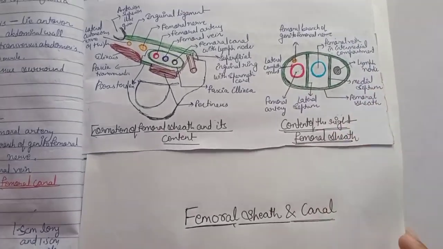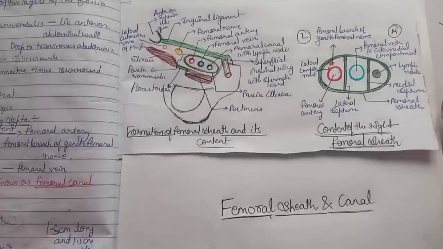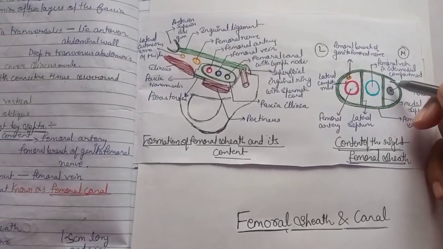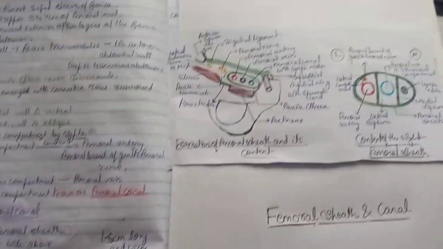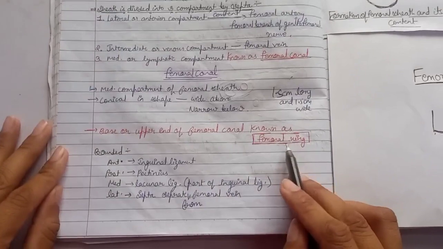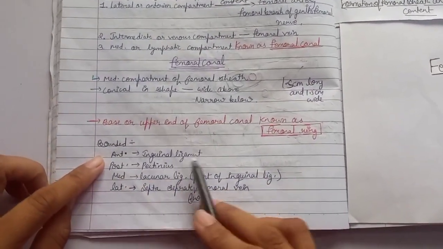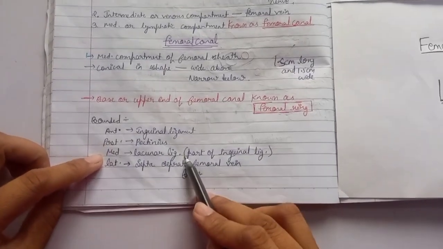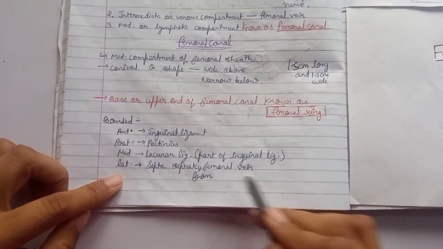Femoral canal. Now we read the femoral canal. The femoral canal is the medial compartment of the femoral sheath. Conical in shape, wide above and narrow below. The base or upper end of the femoral canal is known as the femoral ring. It is bounded anteriorly by the inguinal ligament, posteriorly by the pectineus muscle, medially by the lacunar ligament, part of the inguinal ligament, and laterally by the septum separating it from the femoral vein.